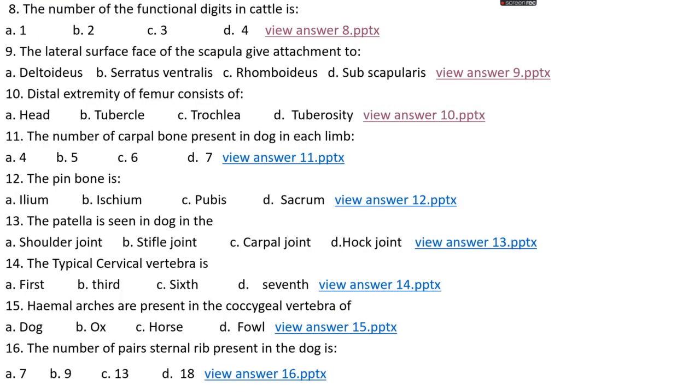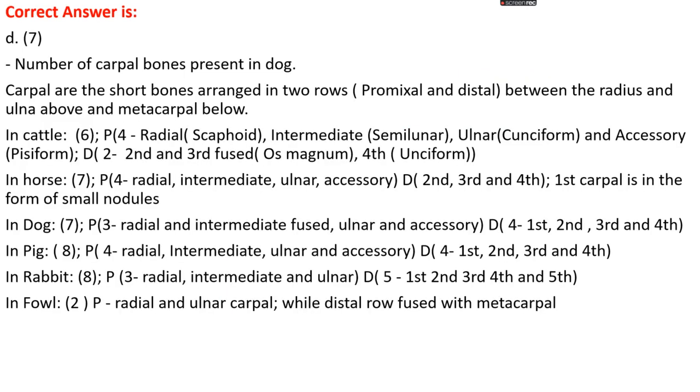Question number 11. The number of carpal bones present in each limb of the dog: option A, 4; option B, 5; option C, 6; option D, 7. The right answer is option D, that is 7. The number of carpal bones present in the dog is 7.